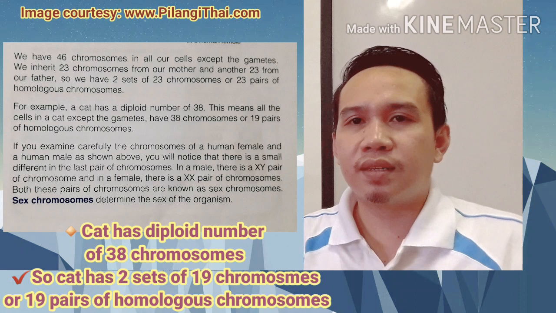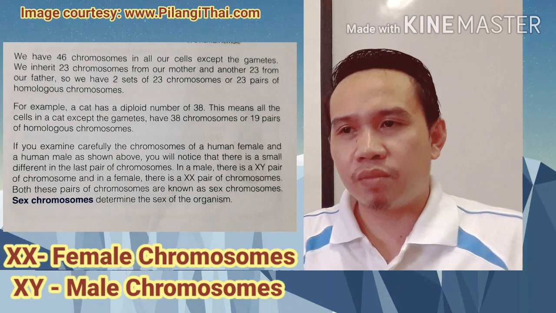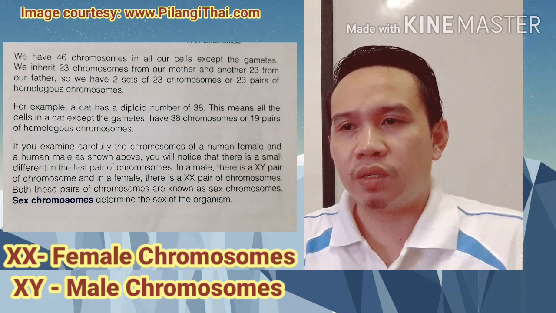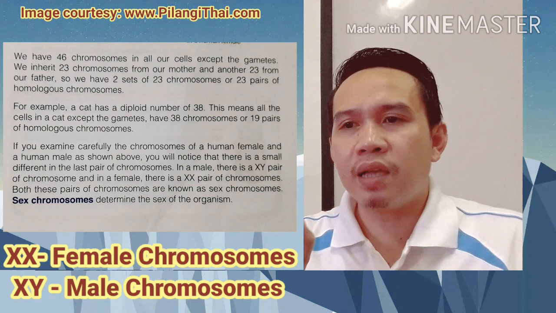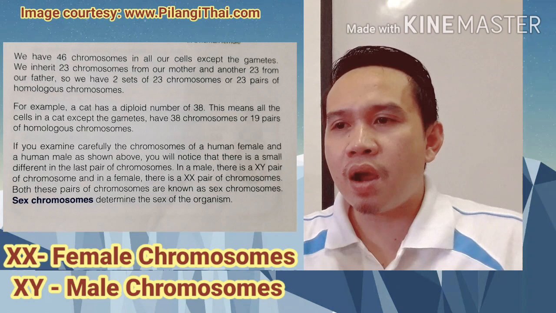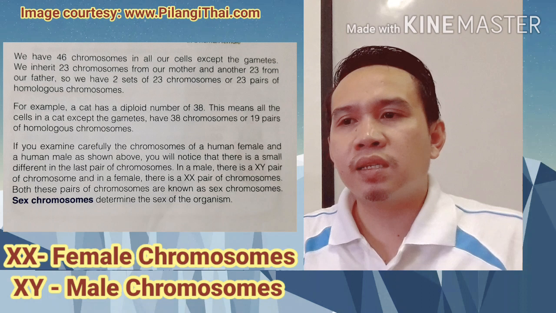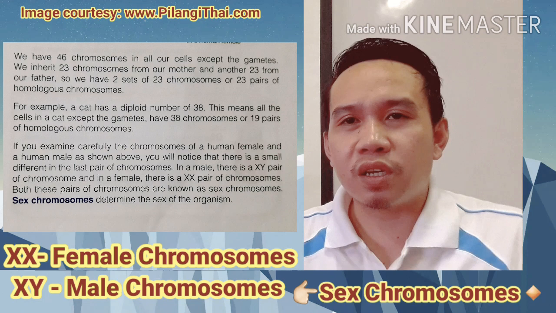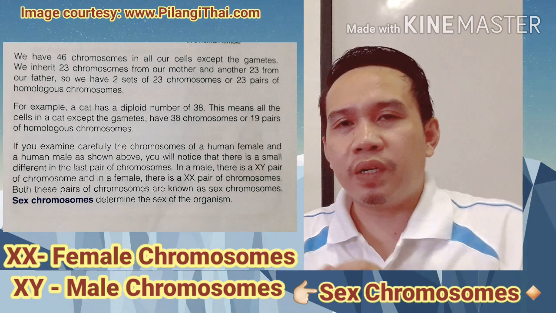Alright? We will try to examine carefully the chromosomes of a human female and a human male, as shown in that illustration. You will notice that there is a small difference in the last pair of chromosomes. There is a double X, capital X, pair of chromosomes. Both these pairs of chromosomes are known as sex chromosomes. Sex chromosomes determine particular traits and characteristics.